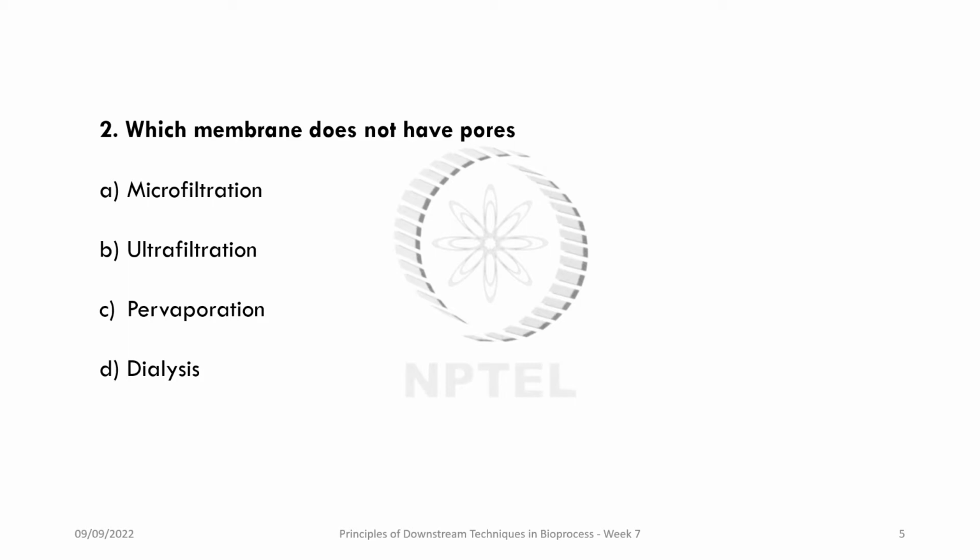Guys, this is a very simple question, no? Which membrane does not have pores? Obviously, we would expect all filtration membranes to have pores, right? That's the whole point of filtering something. So you're trying to sieve something, like let some parts of a solution pass and prevent others from going. So which membrane does not have pores at all?